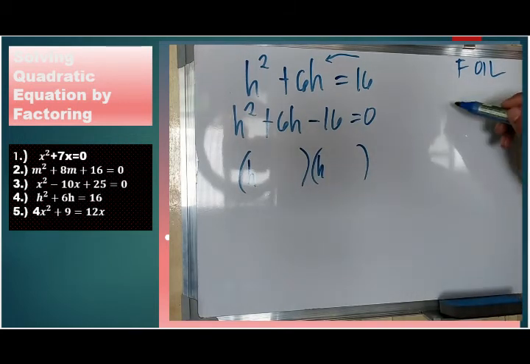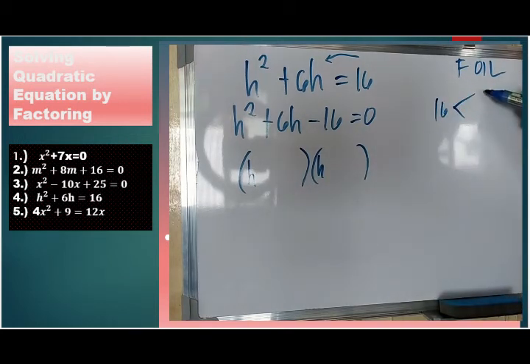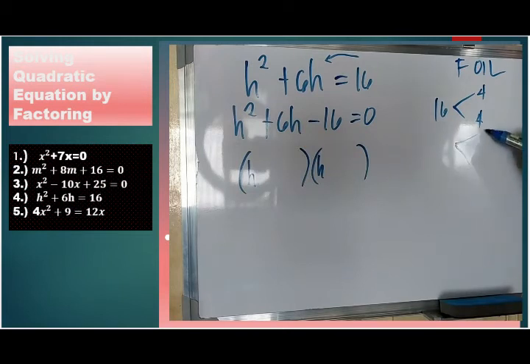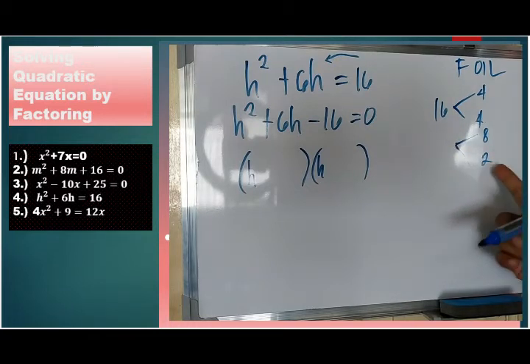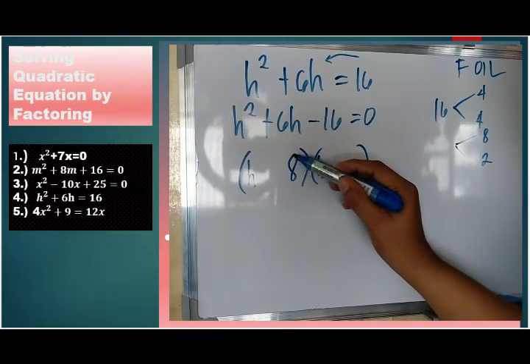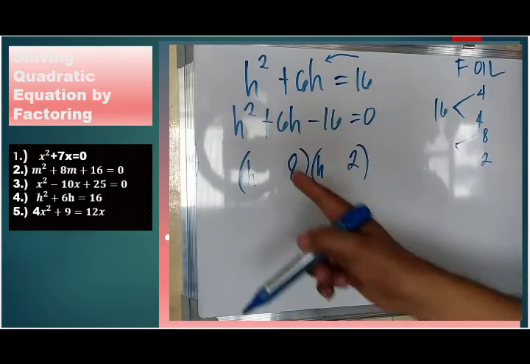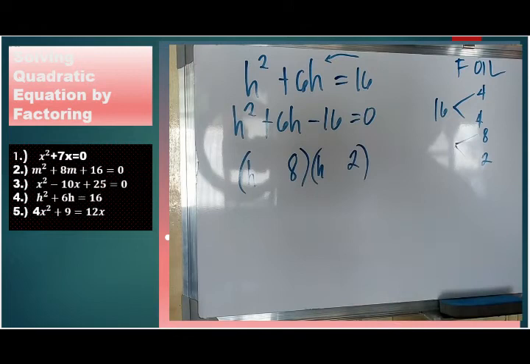So how do you get 16? Factors of 16 could be 4 times 4. Added and subtracted, you cannot get 6. Another one, we could have 8 times 2. When added, it's 10. When subtracted, it's 6. So therefore, 8 and 2 are possible factors of 16. That will give a correct factor of the quadratic expression h squared plus 6h minus 16.